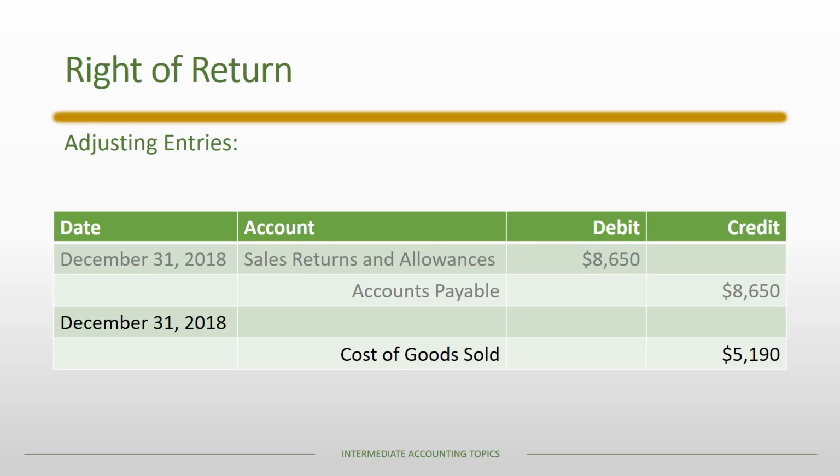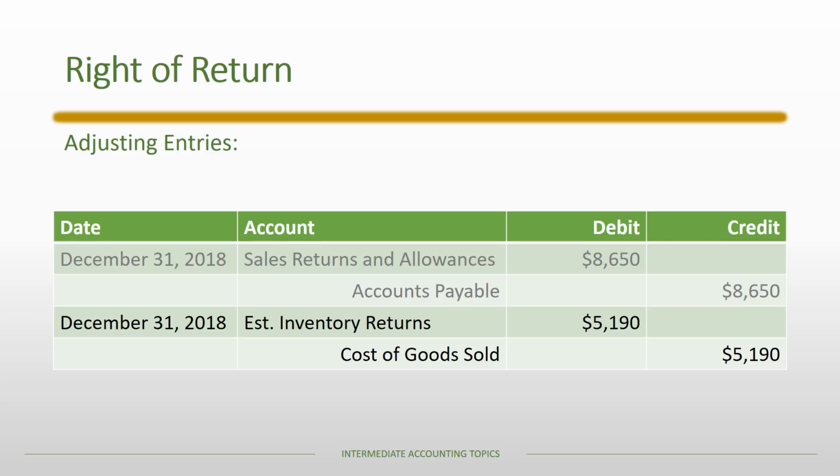And so really our cost of goods sold needs to also be adjusted. In other words, when that return is made, we would credit cost of goods sold. Of course, during the year, we would credit cost of goods sold, and then we would debit inventory. But in this case, of course, the inventory has not actually been returned. The credit to cost of goods sold is the same.